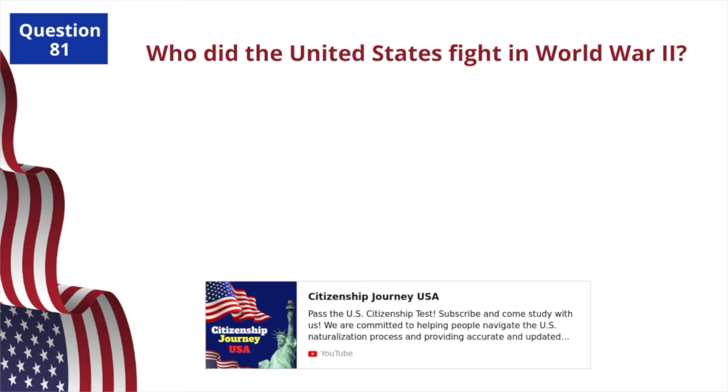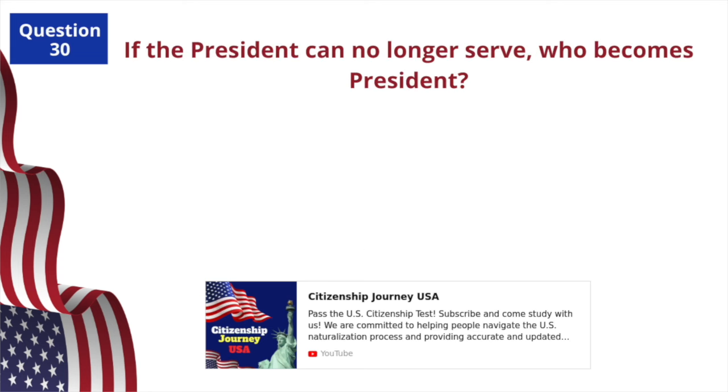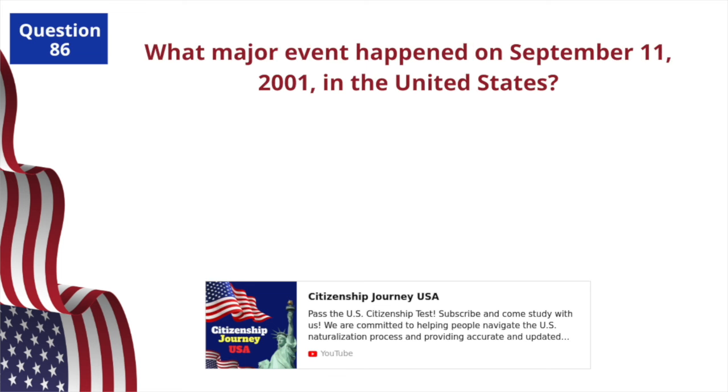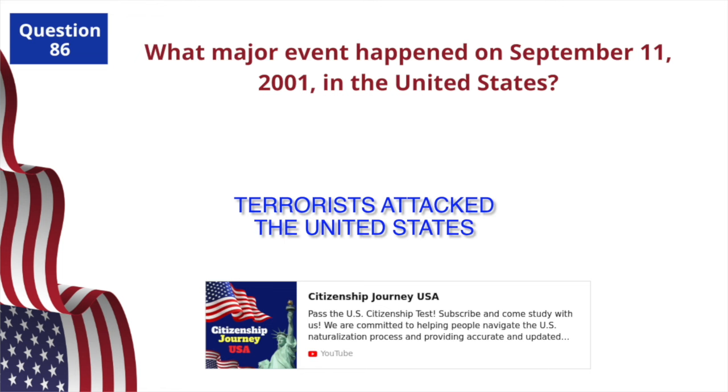Who did the United States fight in World War II? Japan, Germany, and Italy. If the president can no longer serve, who becomes president? The Vice President. What major event happened on September 11th, 2001 in the United States? Terrorists attacked the United States.